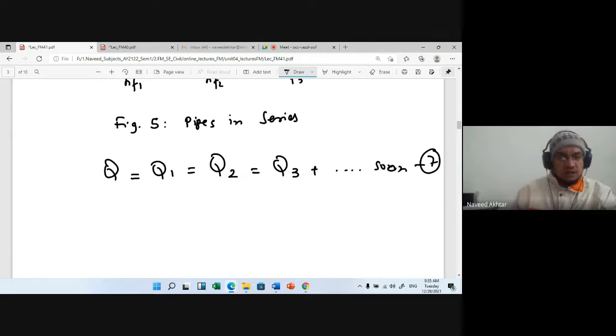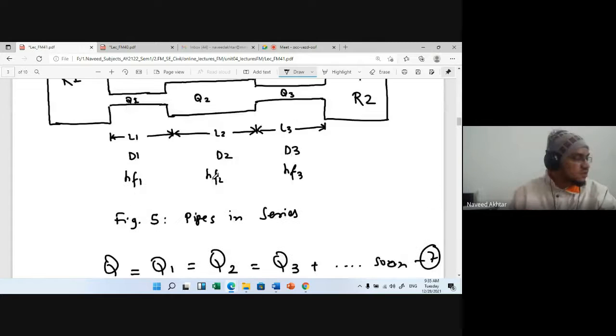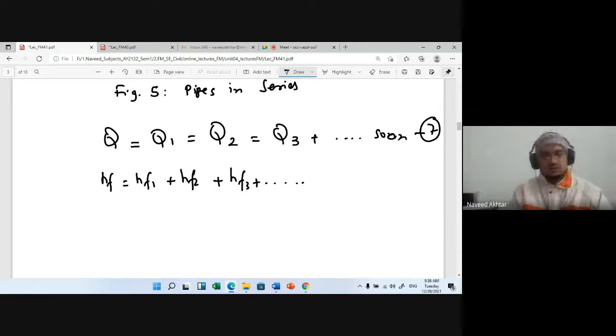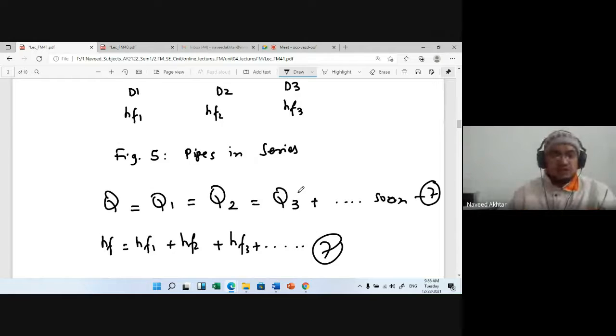Similarly, for pipes in series, HF is equal to HF1 plus HF2 plus HF3 plus so on. The losses are different. So when the pipes are in series, Q is equal to Q1, Q2, Q3.